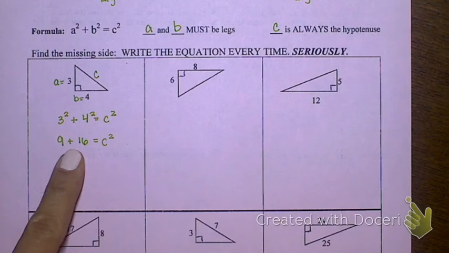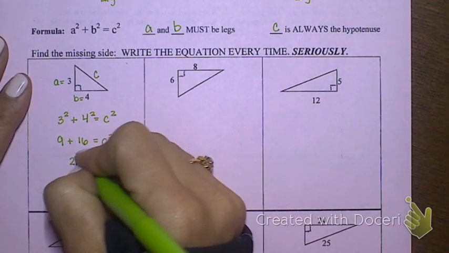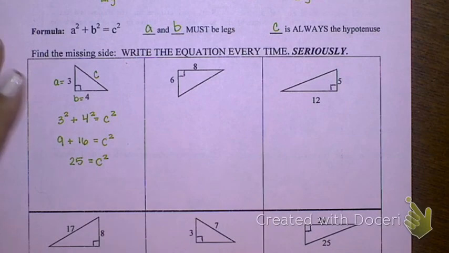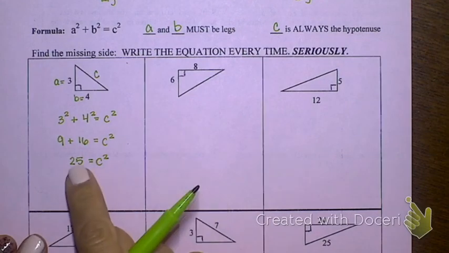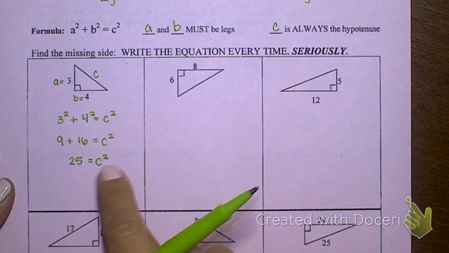Okay, I can add these. What's 9 plus 16? Okay. Now, this says a number squared equals 25. So is this telling me that this side is 25? No. It's telling me this number squared makes 25. So what number squared makes 25? 5, right? 5 times 5 makes 25. So C is equal to 5.